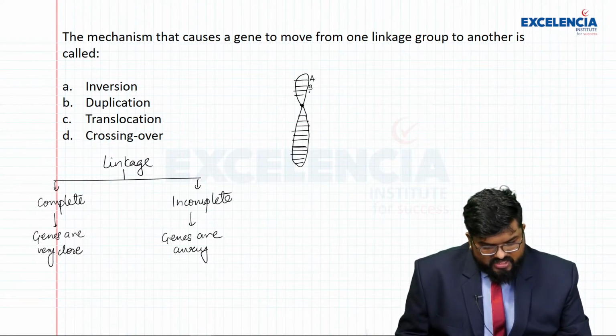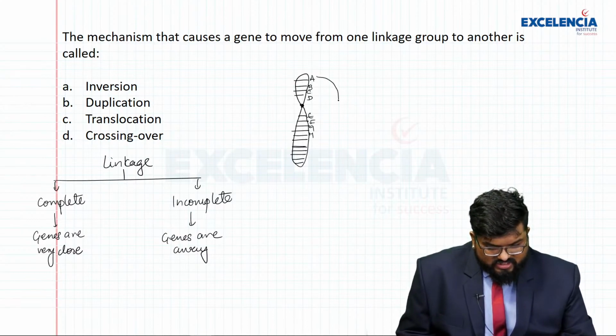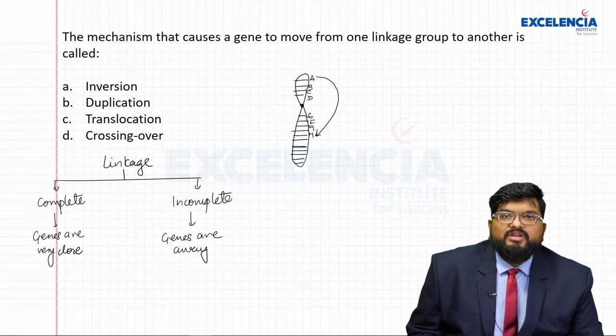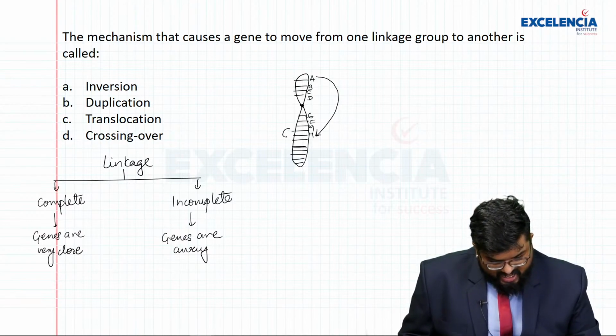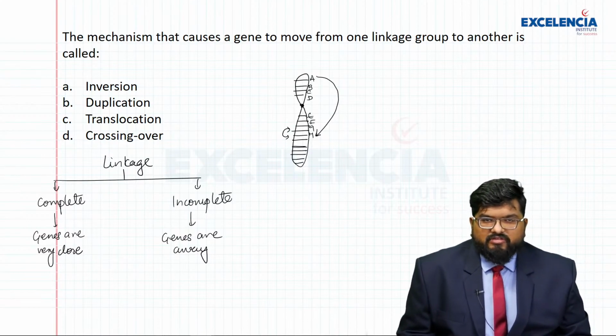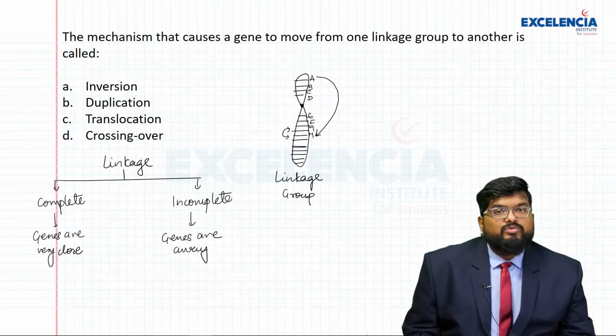So if I write A, B, C, D, E, F, G, H, so on and so forth, A is also linked to H because it is part of the same chromosome. But since they are away from each other, they will be termed incompletely linked genes. But G and H are very close to each other, so they will show complete linkage. Simple enough. So every chromosome forms a linkage group.